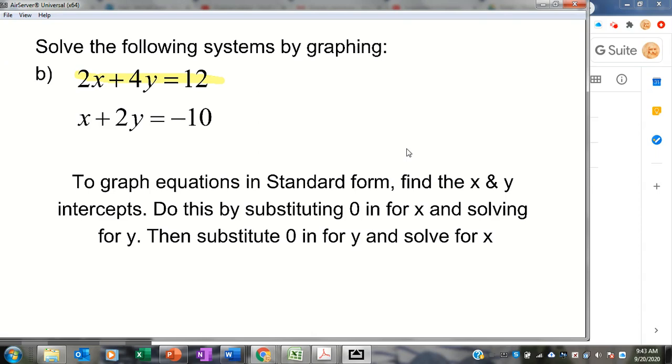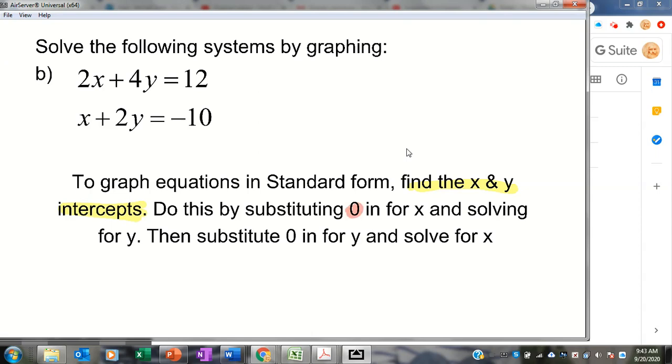That is not wrong. However, that is more work to do it that way. So I want to show you a better way to graph something in standard form. And that way is to find the x and y intercepts. And finding the x and y intercepts is quite easy. The only thing that you need to do is to substitute zeros in.